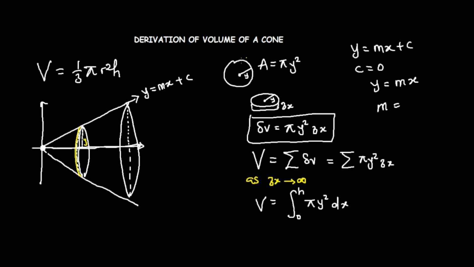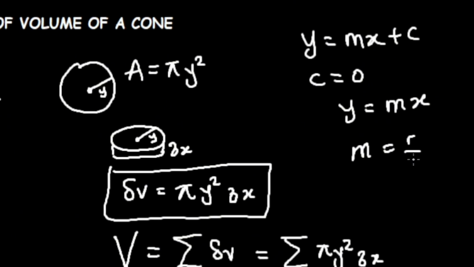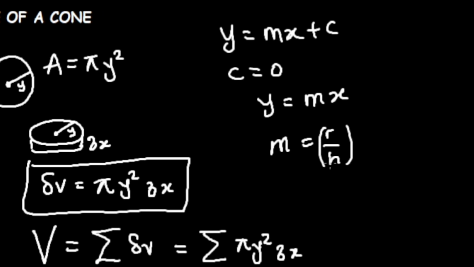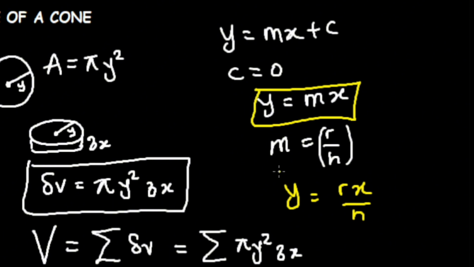over the change in x. All of my y is here: y is increasing, and the changes in y go alongside the changes in x. So m is basically my y over x. Now my y in this instance is actually my radius, so the radius of all of these circles over the height would be my m. So we can now conclude that my y will be rx over h. So I've gotten the value of my y.